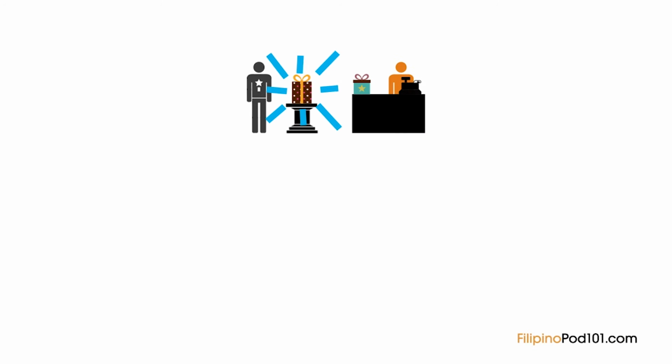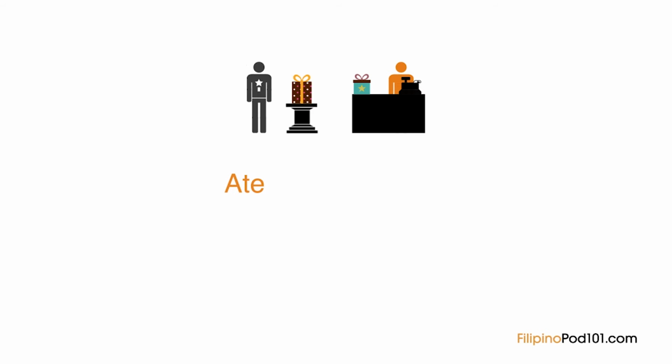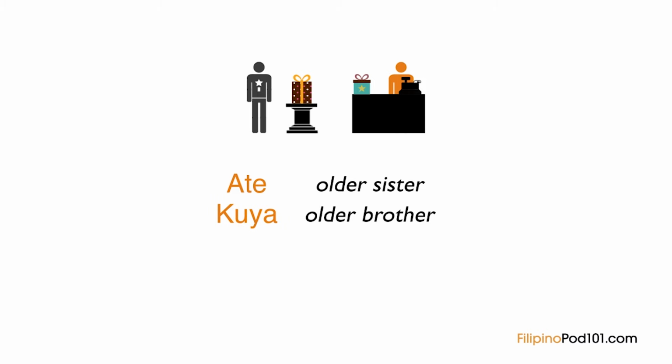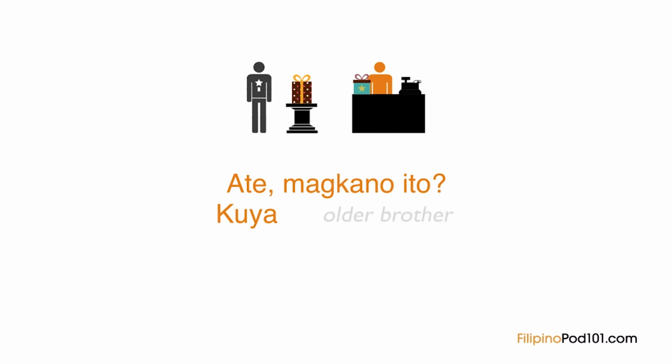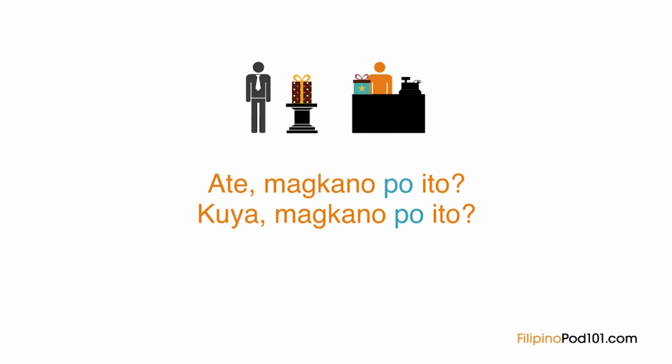Let's go! You see something you like and want to ask a shop clerk how much it costs. First, you might want to say either ate, older sister, or kuya, older brother. It's common in the Philippines to call a sales clerk ate or kuya to show respect to them. Ate, magkano ito? Kuya, magkano ito? Magkano means how much, and ito means this. To be more polite, you just add po to the phrase. Ate, magkano po ito? Kuya, magkano po ito?